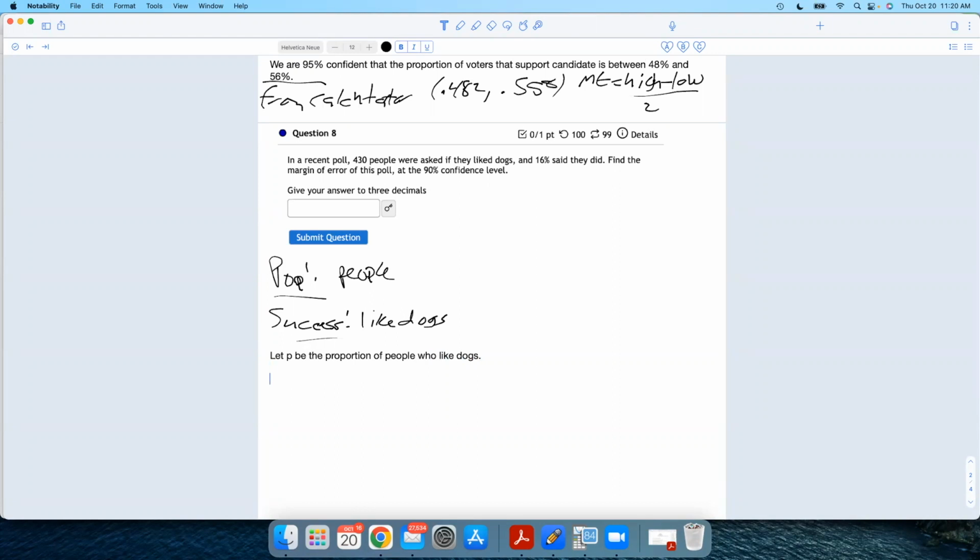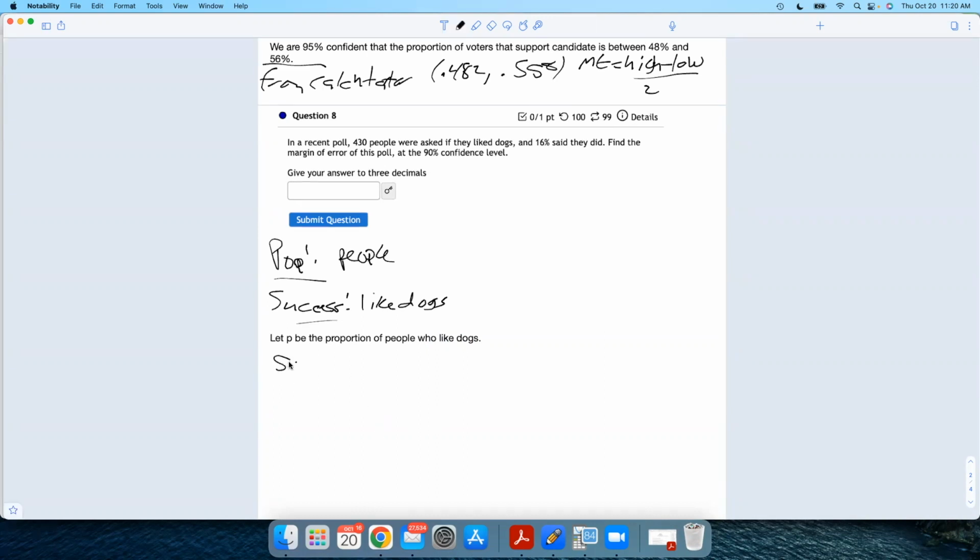Okay, now we're going to have our sample. Every sample is going to have an X, an N, and a P hat. They're always going to give you 2 out of the 3, and you got to find the third. All right, so we got 430 people. That's my sample size. They didn't give me X. They gave me the percentage, the sample success rate, 0.16. So how am I going to find X then?